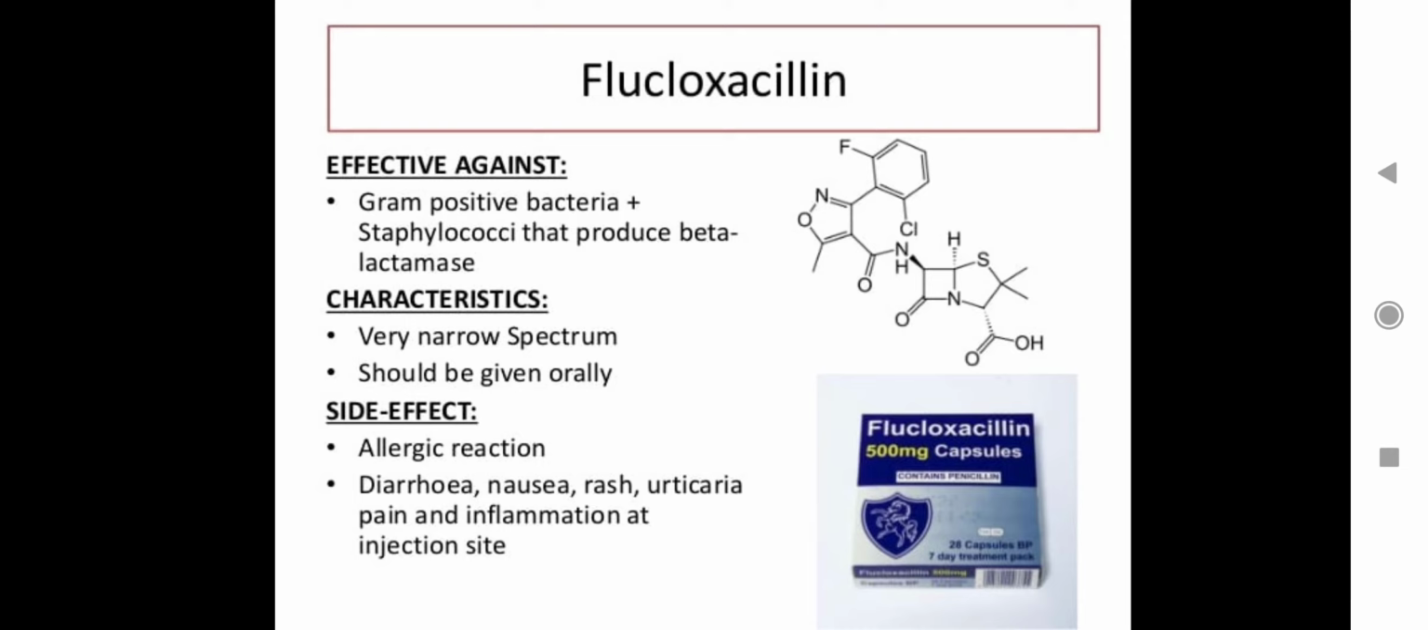Fluoroquinolones, sorry for my bad pronunciation. It is effective against gram-positive bacteria, specifically Staphylococcus aureus, which produce beta lactamase.